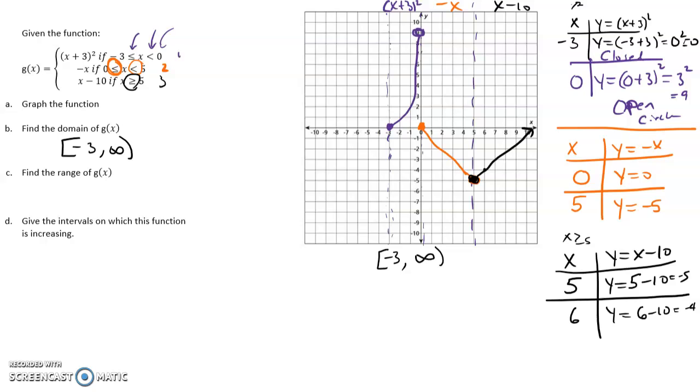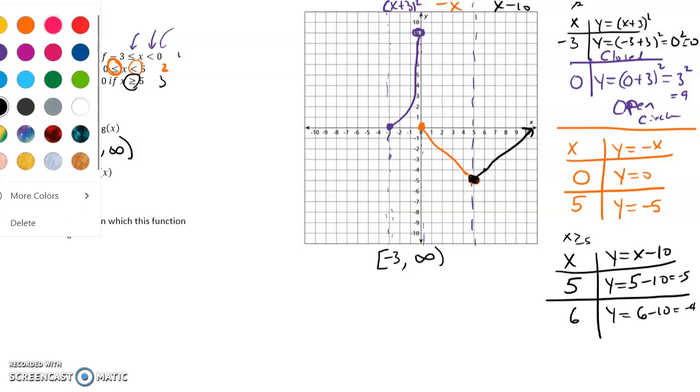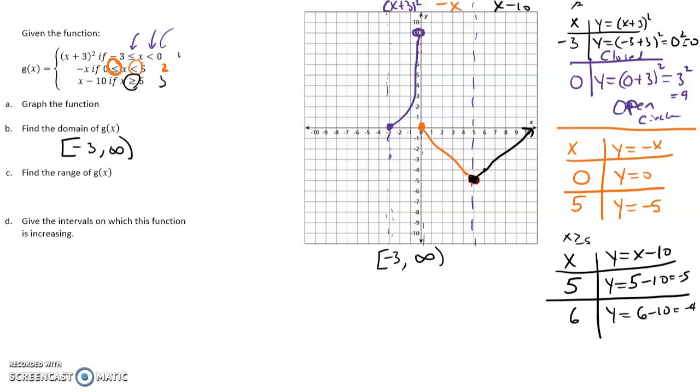Now, it says find the range. Remember, the range is the y values. So when we take a look at the y values, we're going to go down to up. It seems like the lowest point I see on the graph is right here at negative 5. So negative 5 is going to be the lowest point. It's going to get a square bracket because you can see I have a filled in circle right here.